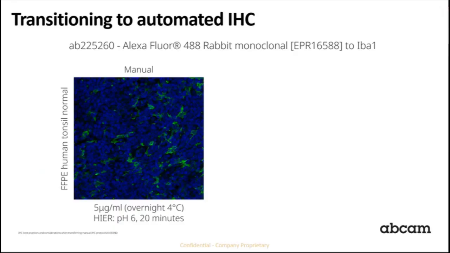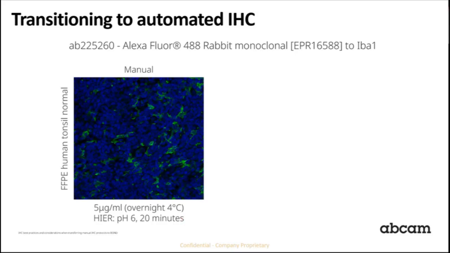And just to give an example, using AB225260, which is an antibody targeting IBA1. In manual IHC, the heat-induced antigen retrieval is actually done using a citrate buffer at pH 6 for 20 minutes, followed by the overnight incubation at 4 degrees.